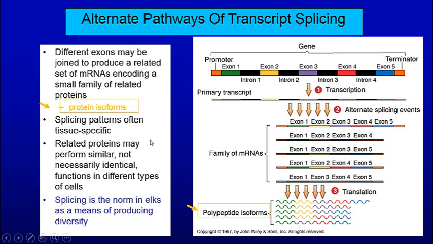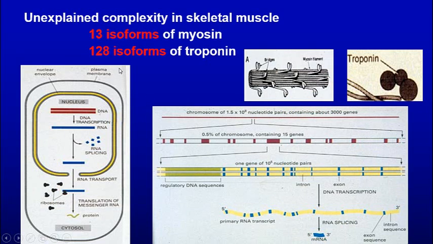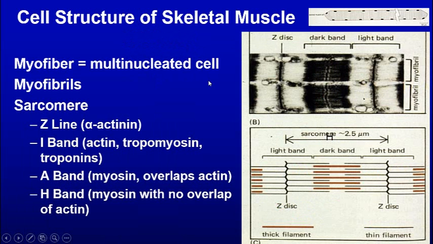So these are isoforms produced by alternate pathways of making these protein isoforms. So, as I mentioned, 13 isoforms for myosin, 128 isoforms for troponin. Why we need it, we don't know, but we're glad that we have it.